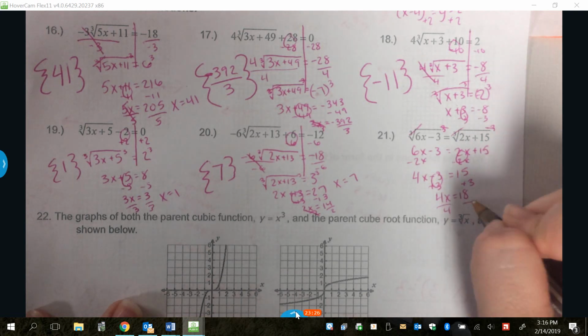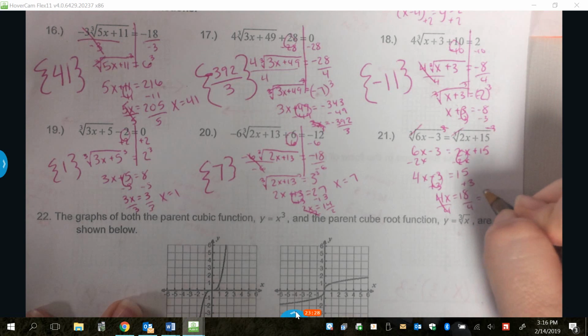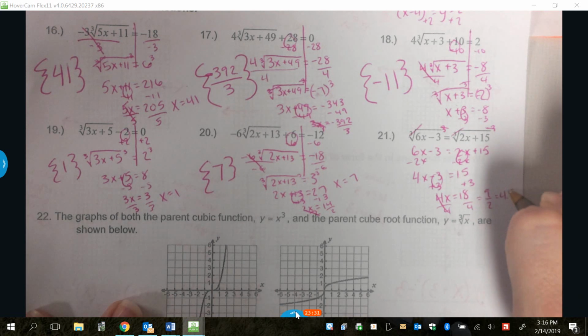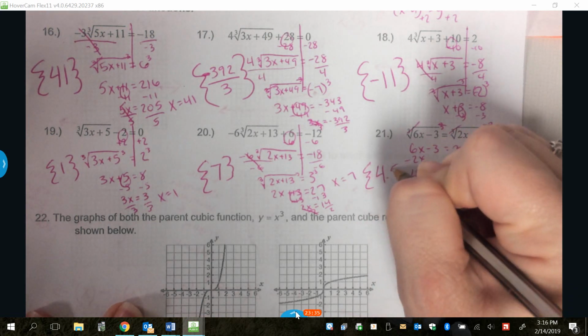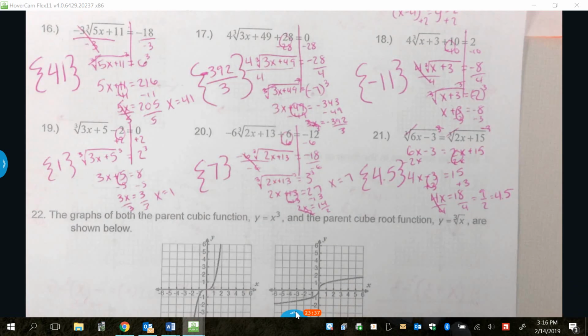Now divide. And technically you get 9 over 2 or 4.5. I don't mind which way you write it. Since it's a simple decimal, you may write it as a decimal. Okay? Now just a reminder on how to check these.